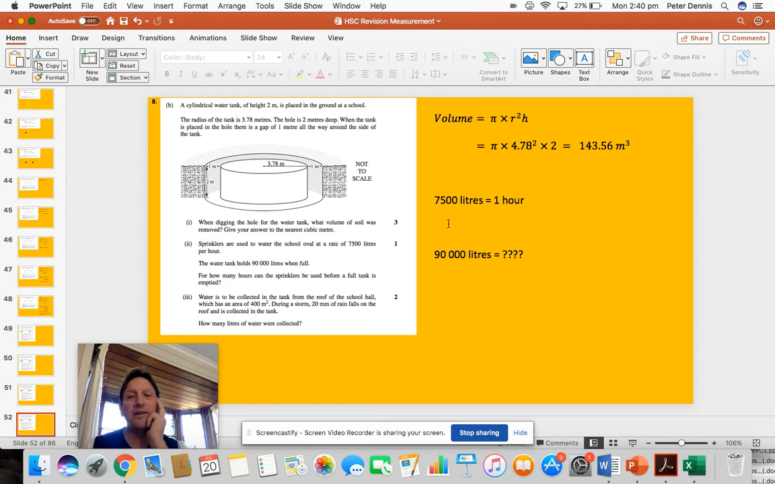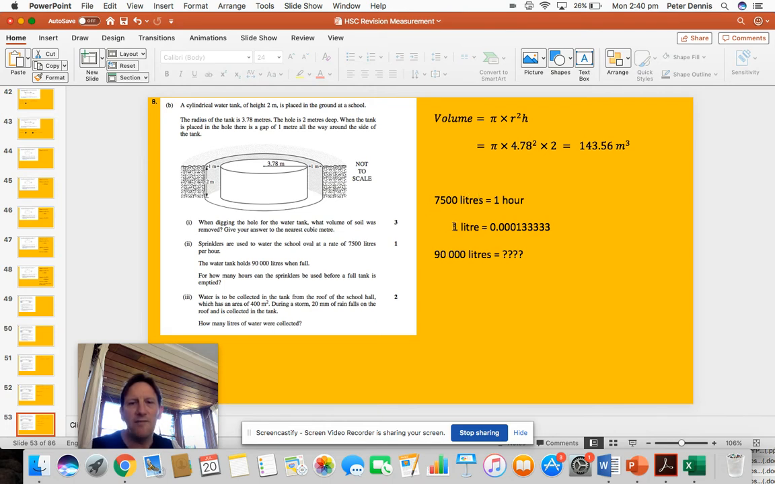But this is how I've done it. I've said that 7,500 litres equals 1 hour. We want to know how long it would take for 90,000 litres to be used. I like setting them up like this. I think it makes sense to me. I'm going to use what's called the unitary method. So in other words, I'm going to take it back to 1 unit. I've set it up 7,500 litres equals 1 hour, 90,000 litres equals what? So how do we go from here to here?